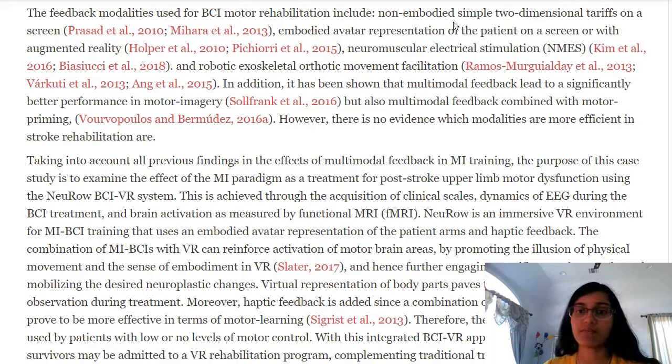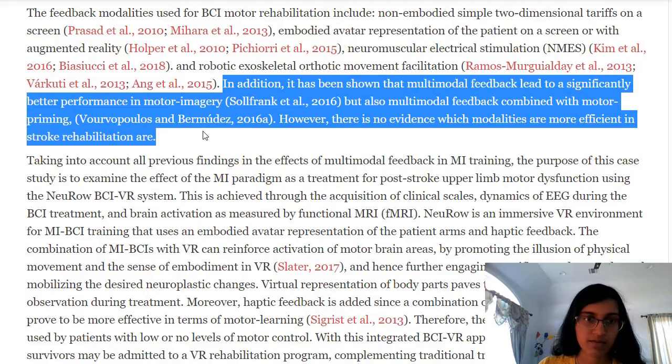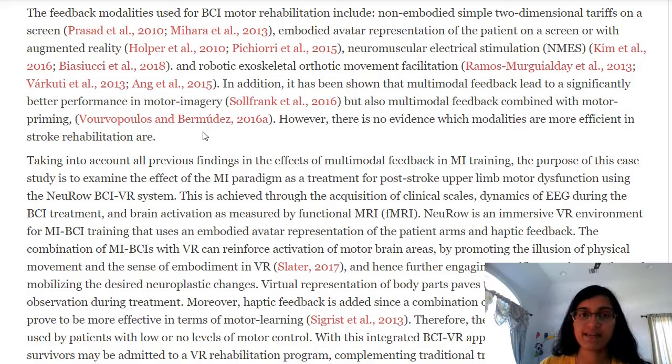In addition, it has been shown that multimodal feedback led to significantly better performance in motor imagery. Essentially, using multiple of these methods resulted in better rehabilitation results, but they don't yet know if a certain modality is more effective than another one. But they do say that using them in combination will yield better results. I think there were some problems with wording in the last 2 sentences, but that is anyway what I got from this paragraph.